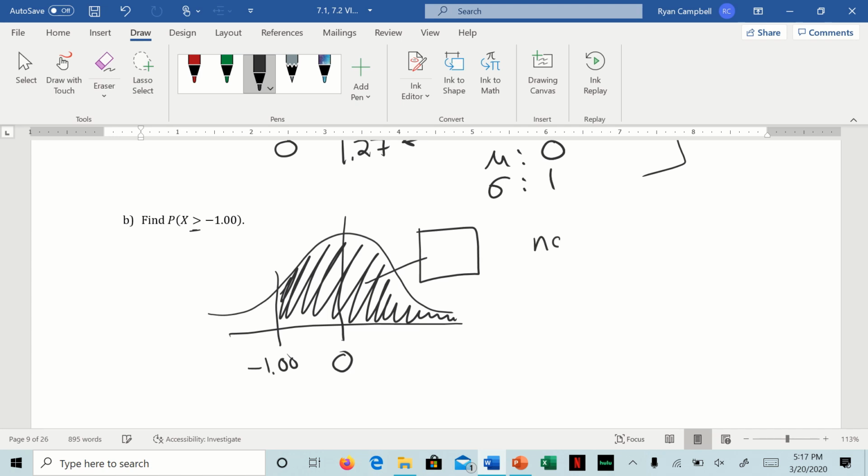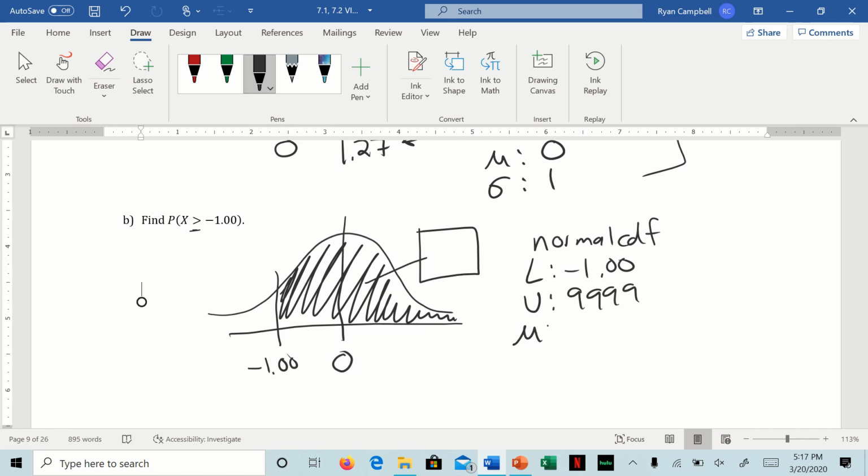So in our calculator, we'd go to normal CDF. The lower, the smallest number is negative 1 in that area. You can do negative 1, negative 1.00, whatever. Goes all the way up to positive infinity, so positive 9999. The mean is 0, standard deviation is 1, right? Again, perfect for partial credit. And then when we type that into the calculator, we should get 0.8413.